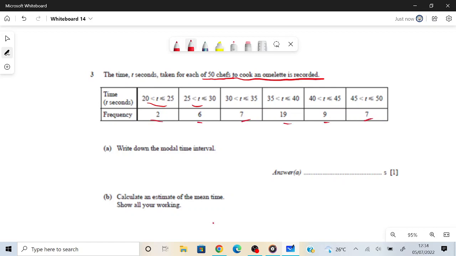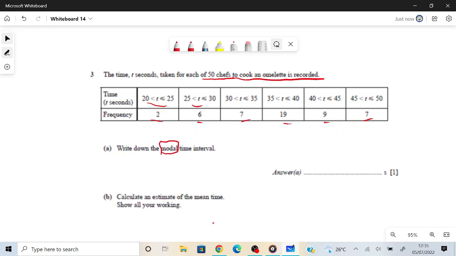Now, first thing it's asked, it says A, write down the modal time interval. Now, if you don't know what modal time interval is, I would recommend you watch my video on the basics of mean, mode, median, and range. That would help you with this question. So, as you know from our knowledge, the modal is simply the range in this case, because there is a range, or the class width that occurs the most.